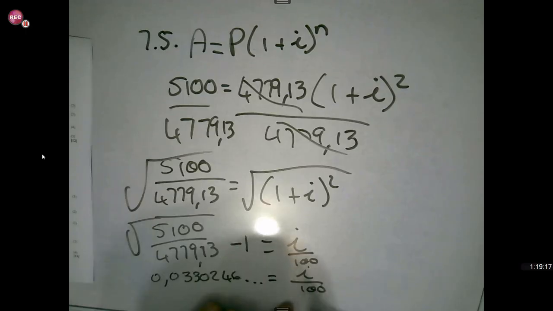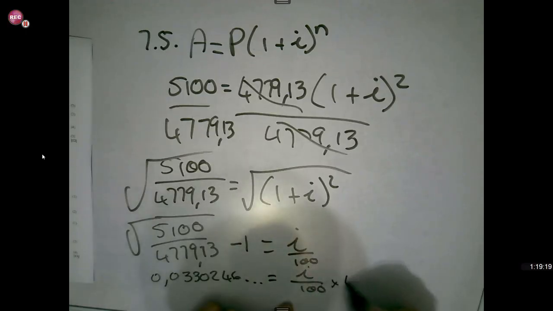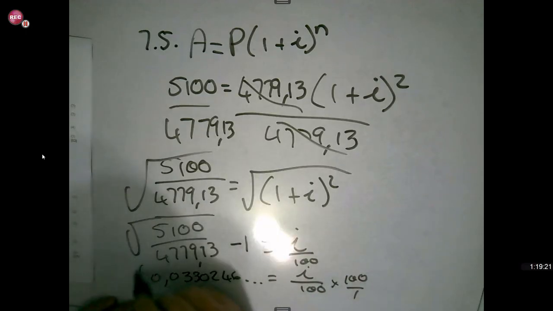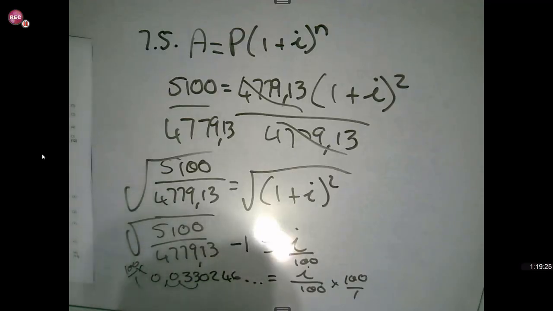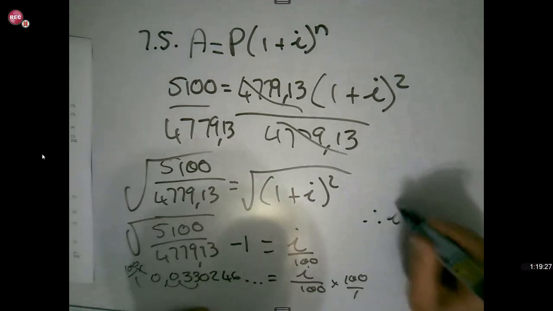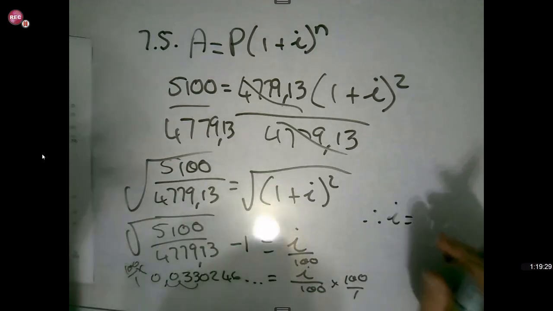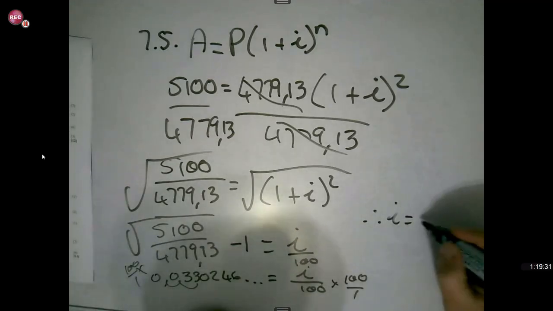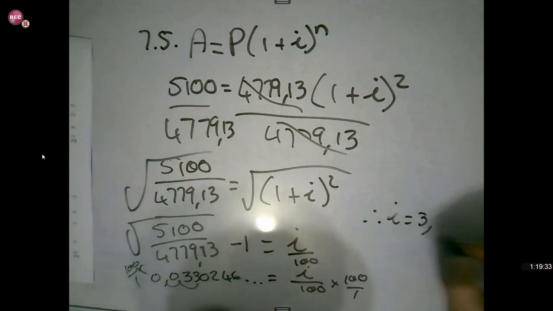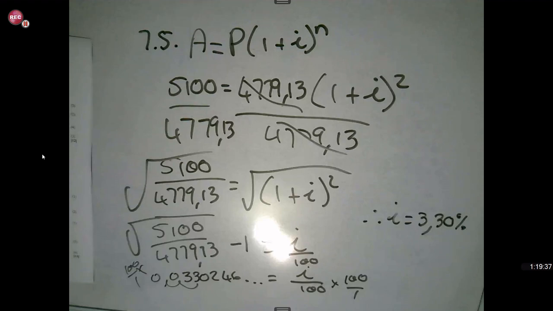Initially, we need to get rid of this 100. So we multiply by 100 over 1, both sides, which means your comma moves 2 spaces to the right. So therefore, the inflation rate for the cell phone would then be 3.30%. There we go. Inflation rate covered.